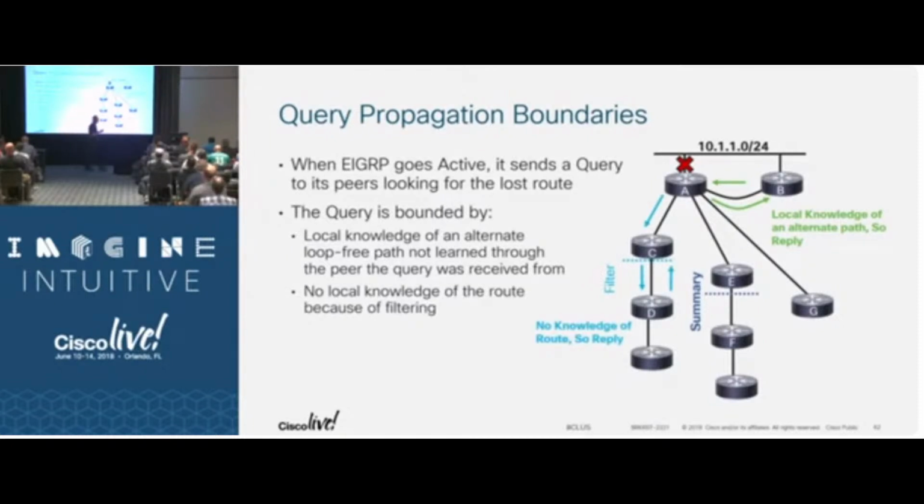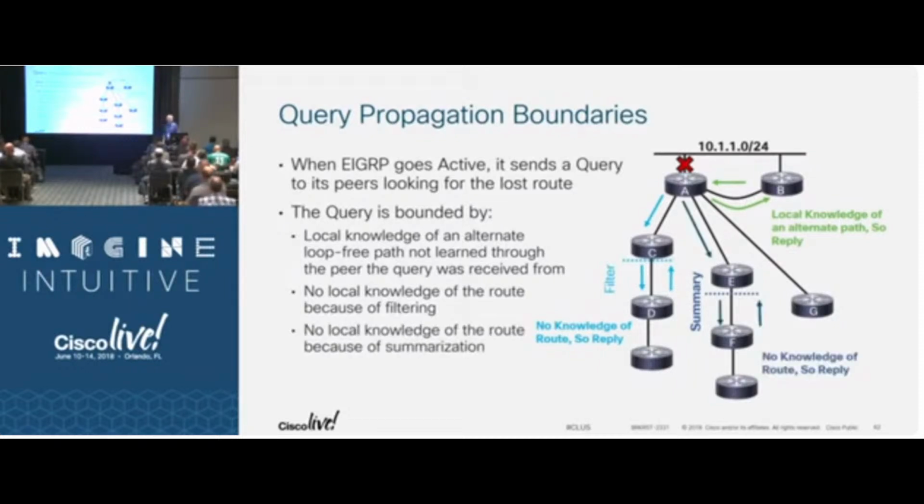The same thing happens with summarization. Summarization will not affect the query itself, but if the query crosses the summarization boundary, the router will not know about the components of the summary and will respond immediately, I don't know. It's a very powerful tool. And obviously, you can have neighbors that are stub, or you may have no neighbors at all, so you just respond back. These are all things that limit the query range. The smaller it is, the smaller the chance of getting stuck inactive.